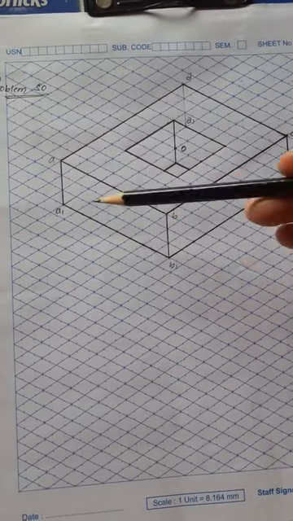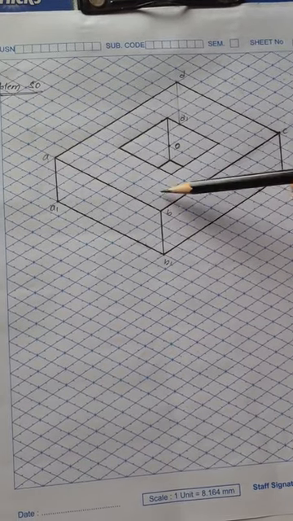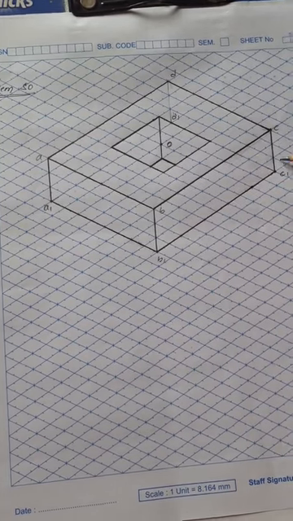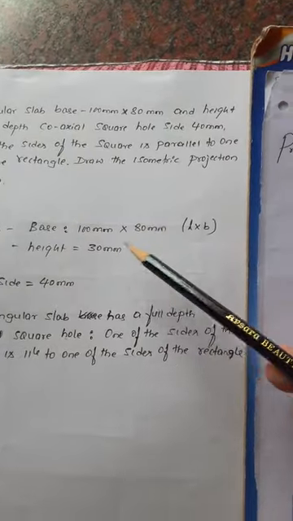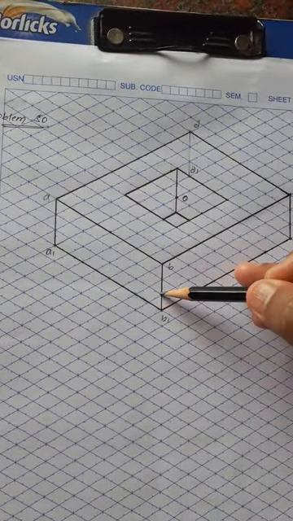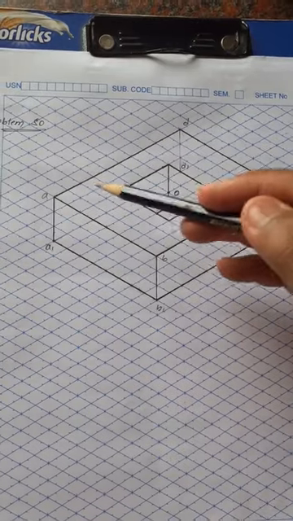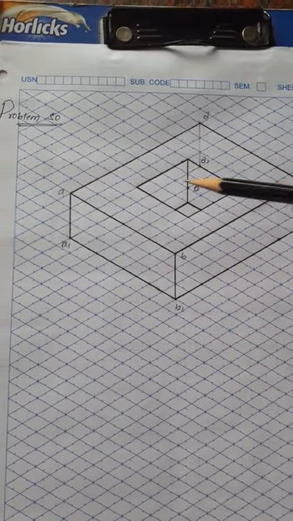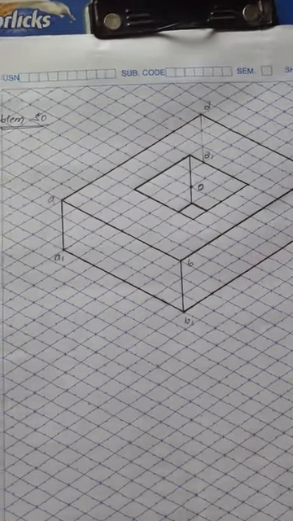After that, from each corner of the bottom face of the rectangular slab, draw a vertical 90 degree line. Along the 90 degree line, how much height is given? 30 mm is given, right? Measure 3 blocks, 1, 2, 3, and then again construct the top face of the rectangular slab and join these corners. We will get this rectangular slab.